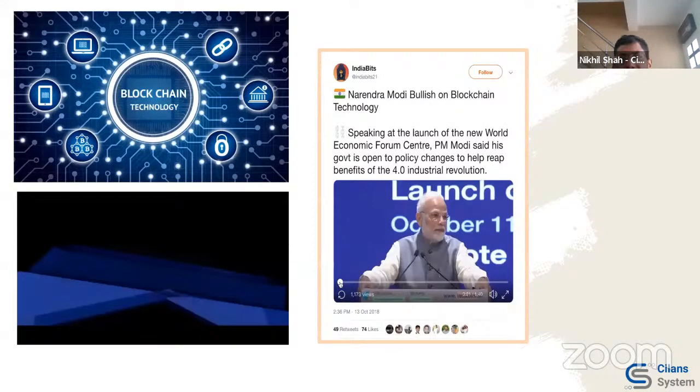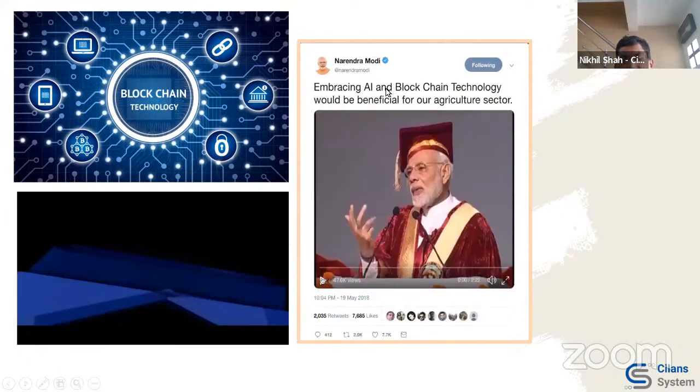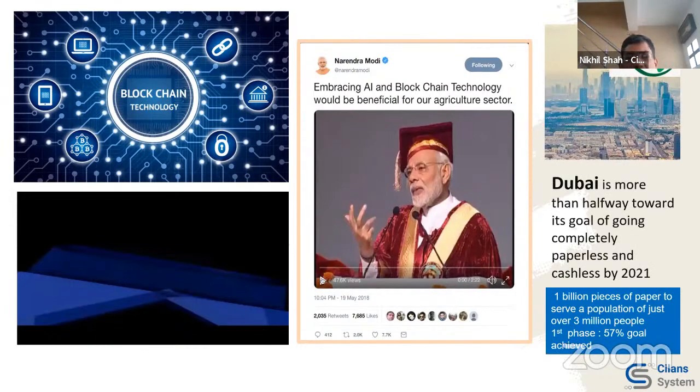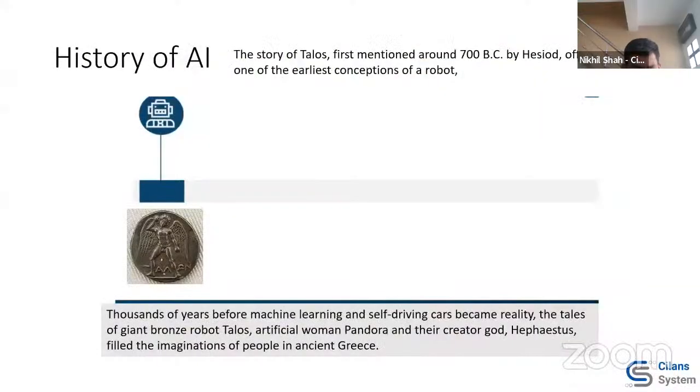So our Prime Minister is also quite bullish on AI, artificial intelligence, and machine learning and blockchain technologies, particularly in the agriculture sector, right? Okay, so let's look at a bit of history, because history tells us a lot. Just like I keep telling that historical data is a very valuable commodity, similarly, understanding a little bit of the history of AI in the next few minutes will give you some good perspective of how things have evolved.